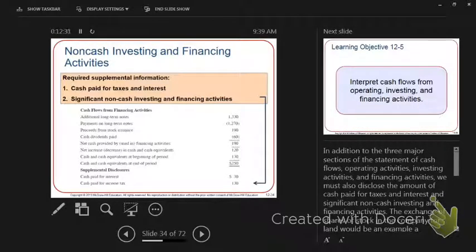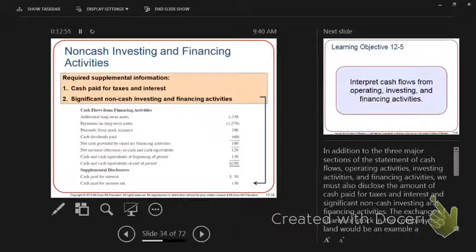Now the numbers that don't go on here, two of the ones we just talked about, because when we did the statement of cash flows from operating activities, we did current assets, current liabilities, depreciation, and net income. Interest and income taxes were not in those, correct? Because they didn't show up. So they go down at the bottom here.